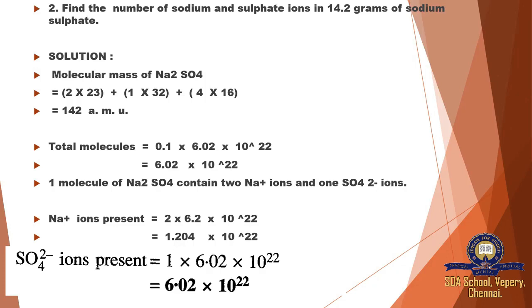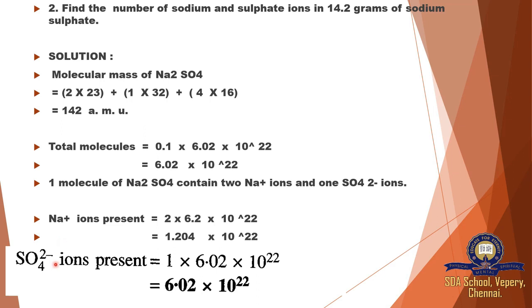First we are going to calculate sodium ion. For sodium ion we have a 2, so 2 into this 6.02 into 10 to the power 23. When we multiply together we are getting 1.204 into 10 to the power 24 for sodium ion.